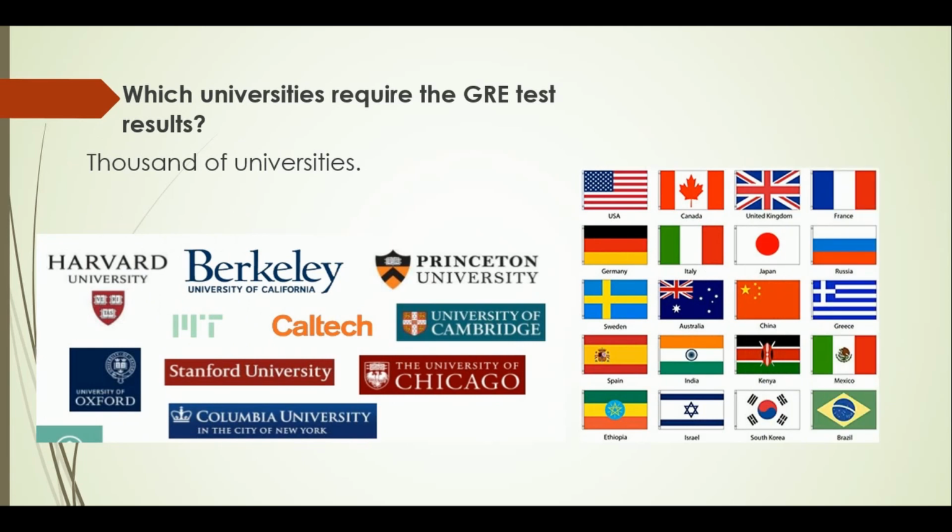Which universities require the GRE test results? Well, there are thousands of them. One common misconception about the GRE is that only the universities in the United States accept it. But there are numerous universities in Canada, in the United Kingdom, France, Japan, India that accept the GRE as an entrance exam. So you have to check specifically the universities or its business schools or some other specific schools' websites to see whether they accept the GRE or not.